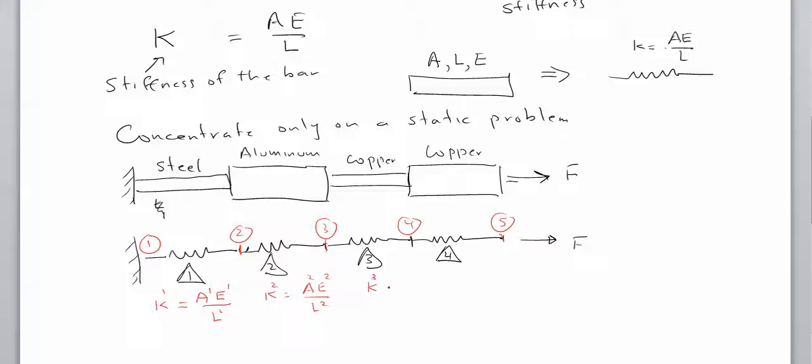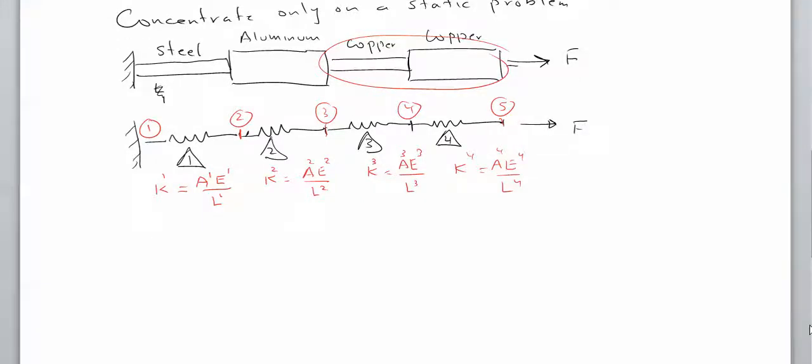For the third one, it's A3 E3 over L3. And finally, K4 is equal to A4 E4 over L4. Notice that, for example, these two copper bars may have different cross sections, as you can see. They may have different lengths, but the numbers are known. What you need to do is plug into these equations the appropriate length of the bar, the appropriate cross section of the bar, and the Young's modulus of the bar, and you effectively have four springs with 5 nodes.